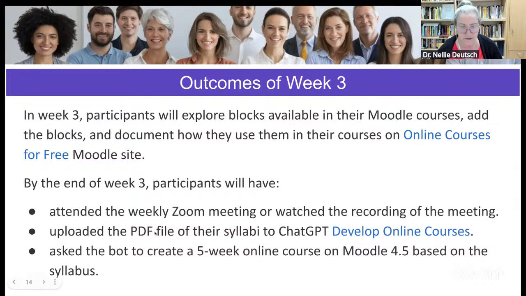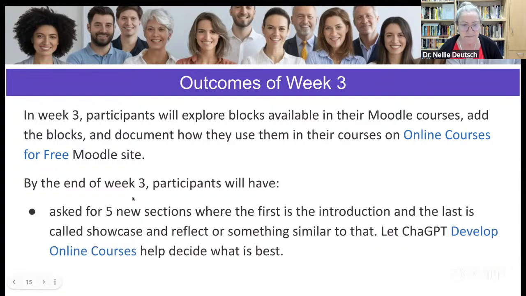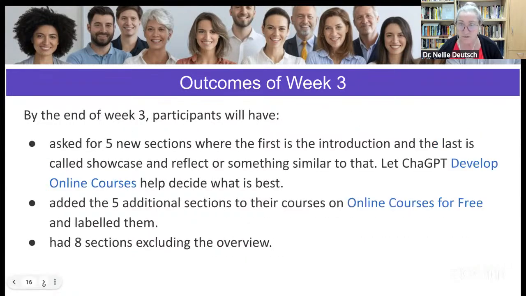Ask the bot to create a 5-week online course, and I think you've done that as well. You need 5 sections, new sections, in addition to the 3 or 4 that you had before, and these will be your course. So you'll actually be starting your course in week 2. If you're starting week 2, you can work at it, you don't have to stay in week 2. You can do week 2 and 3 at the same time. That's fine too. You don't have to wait until you finish week 2 before you go into week 3. You can do them simultaneously.